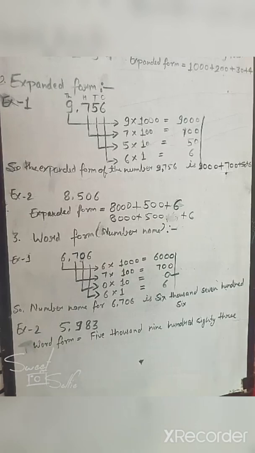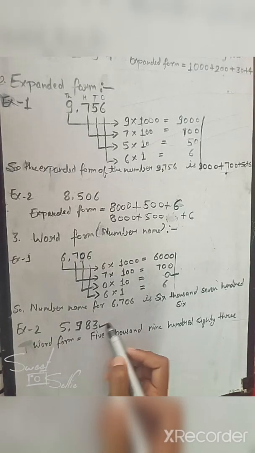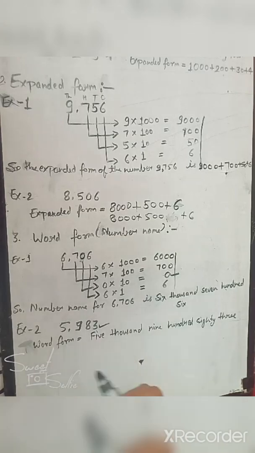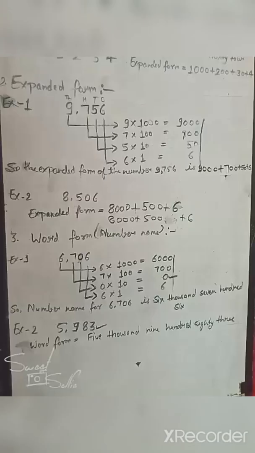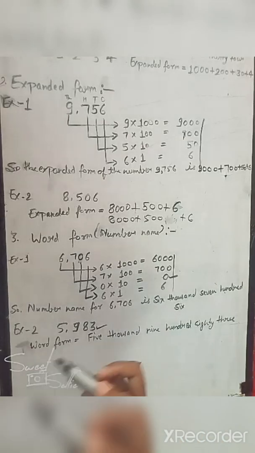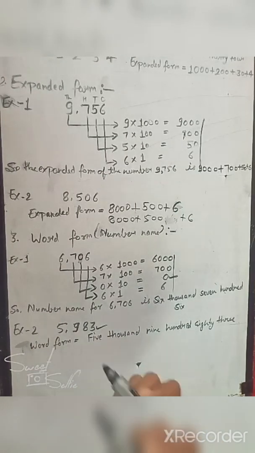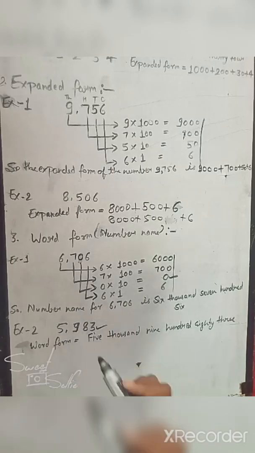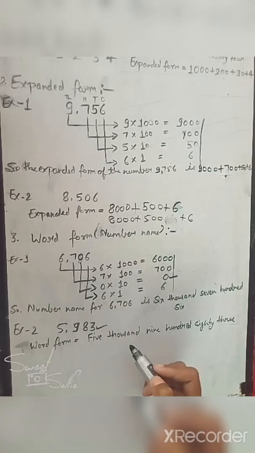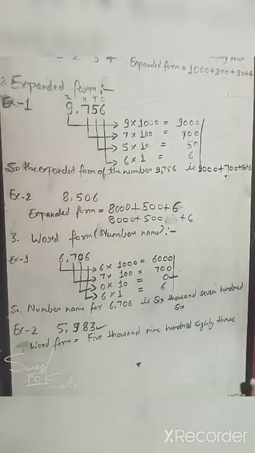Word form means writing in words. It is written in numbers, so we have to write it in words. We can write it in word form the same way as we read it. How do we read it? 5983. So we only have to write the spelling of 5000, 900, 80, 3. So it is in word form.